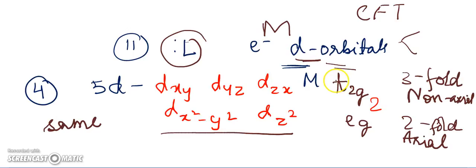So the extent of splitting depends on the number of ligands and their position around the central metal ion. The splitting is different in different structures with different coordination numbers. So today we have learnt about the main features of the crystal field theory for the topic coordination and organometallics.